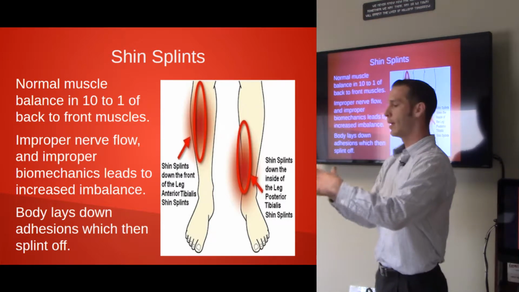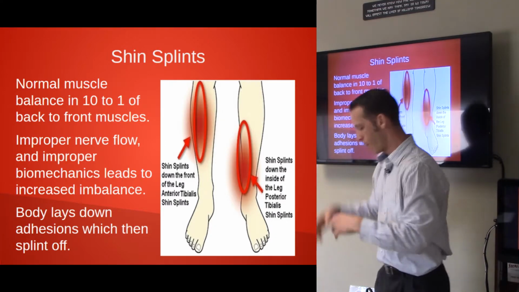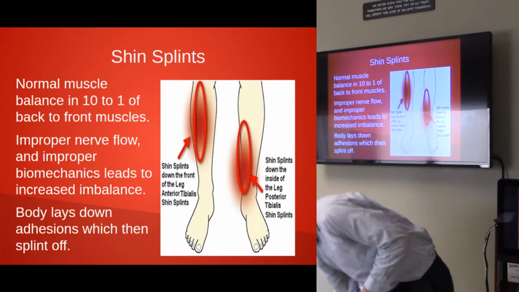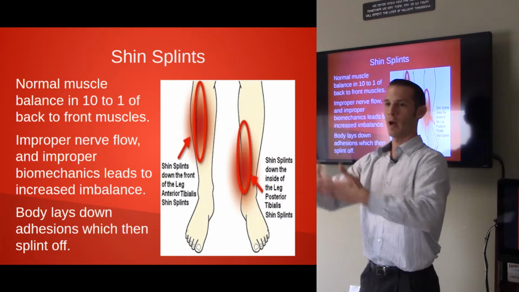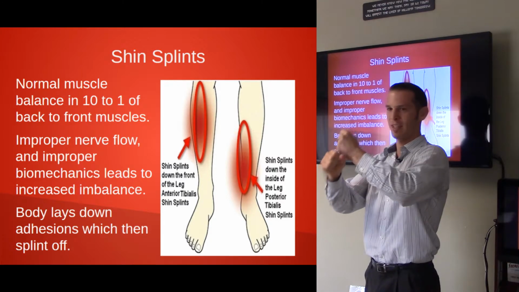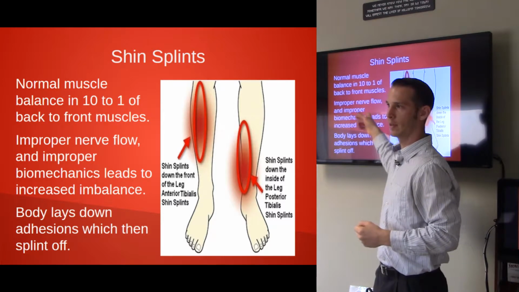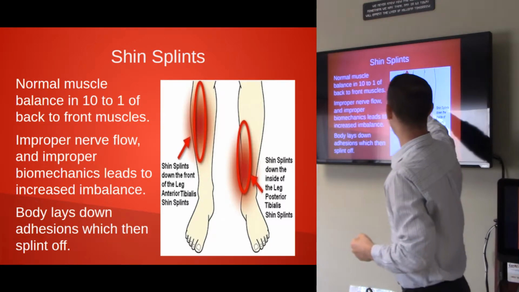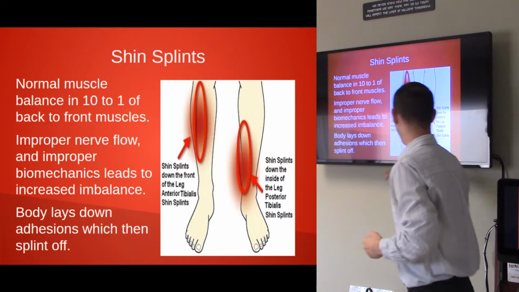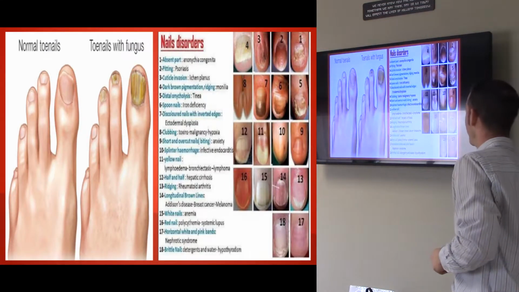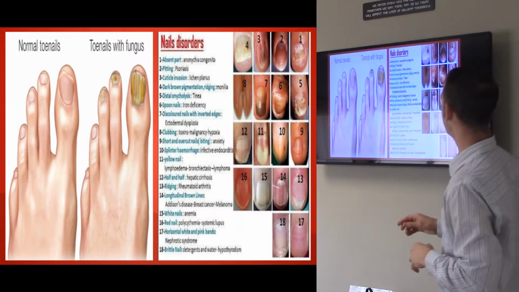What ends up happening is the body will start to lay down these adhesions on the front, and then over time they actually will start to splint, okay? And when they start splinting off the bones, they're called shin splints, right? So that's what happens. Now, we're gonna go over how to fix that. I'll show you in a second. The last one is right here.